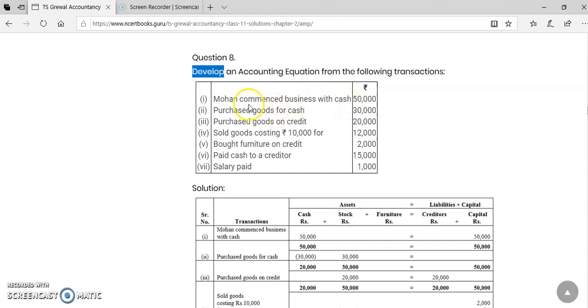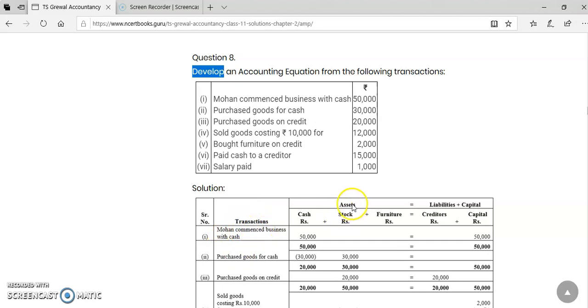So you can assume that Mohan is investing his money into the business. Got it? So let's say serial number 1, Mohan commenced business with cash. First we write the same transaction over here. This shows that you are going to solve the first transaction.